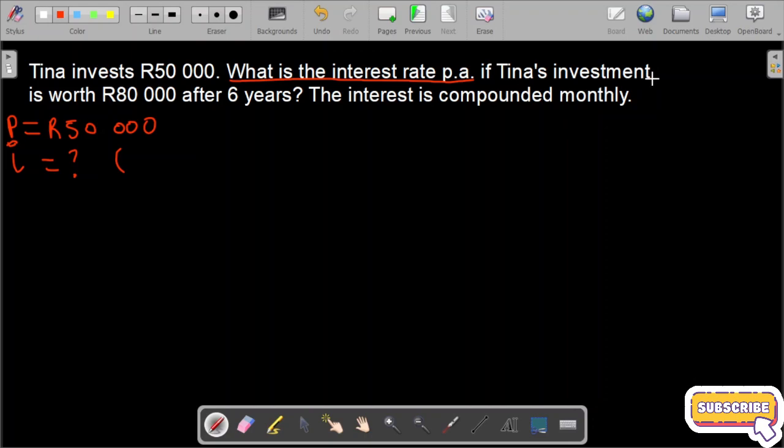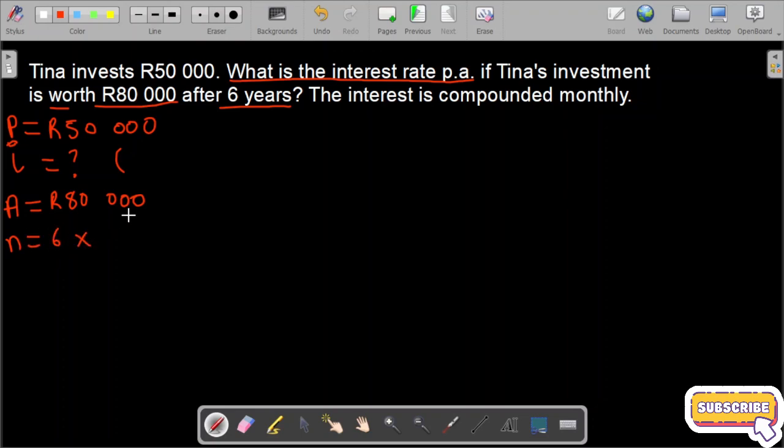If Tina's investment, after the investment, she gets this kind of amount, which is the A value, is worth what? 80,000. So that is 80,000. The A value, the accumulated amount, is 80,000. After 6 years, the N value now. N is what? It's 6.